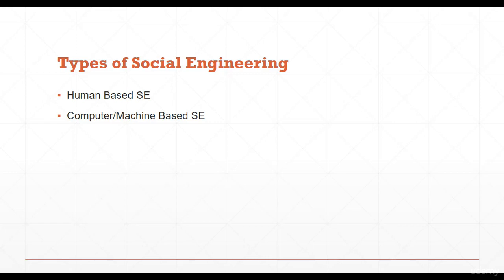The two major types would be human-based social engineering and computer or machine-based social engineering. Under human-based social engineering, we have shoulder surfing, wherein an attacker would be standing somewhere near the victim trying to see what password or what the victim is trying to do. The next would be dumpster diving, which is gaining information from any sort of dumps or any sort of things that are thrown away by the victim. The next would be eavesdropping. Basically, it is the unauthorized listening of a conversation between two or more people.